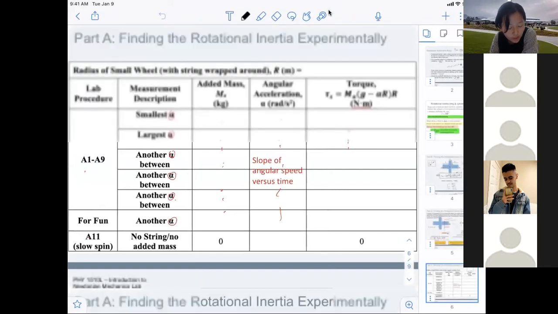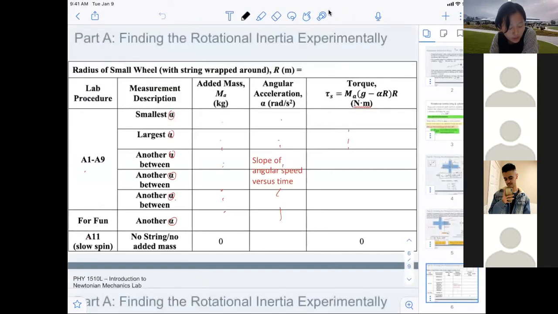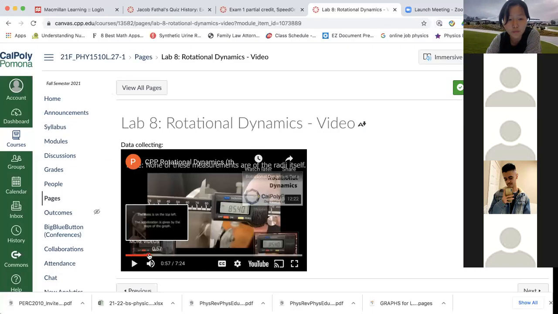I want to tell you that with our data, we are wrapping the string around the smaller wheel. Step A10 in the lab manual is for wrapping the string around the big wheel, and we're not going to do that. The video will show you that data, and you simply jump through. We're not going to look at that particular part. So let's look at A1 to A9.